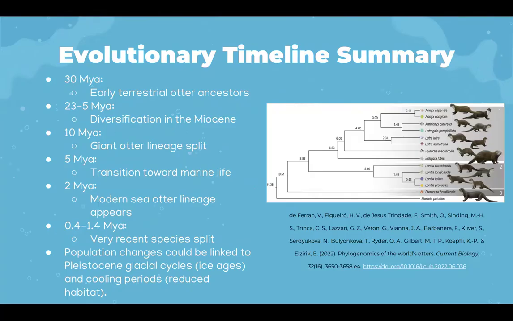So for a quick evolutionary timeline summary, 30 million years ago, we see early terrestrial otter ancestors. 23 to 5 million years ago, we see the diversification in the Miocene. 10 million years ago, there was a giant otter lineage split that we can actually see on our tree there. Then 5 million years ago, we start to see their transition to marine life. 2 million years ago, the modern sea otter lineage appears. And finally, 0.4 to 1.4 million years ago, there was a very recent species split.